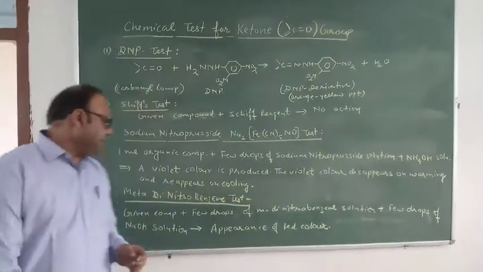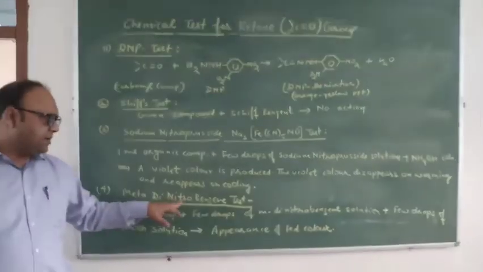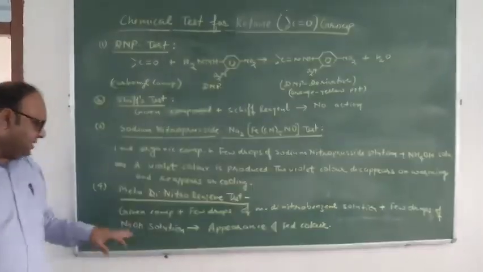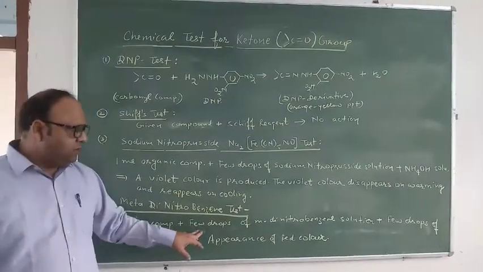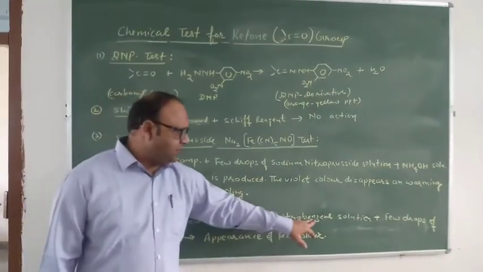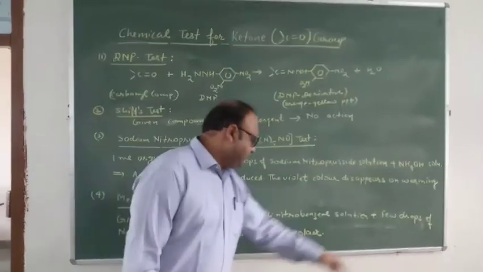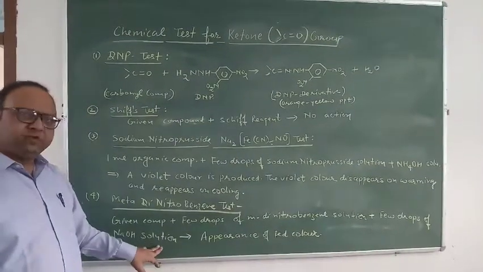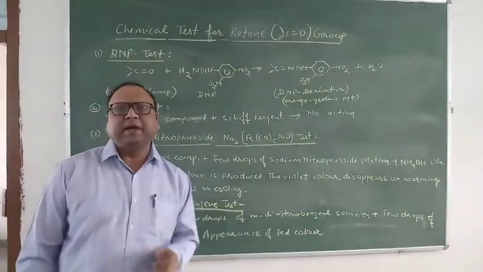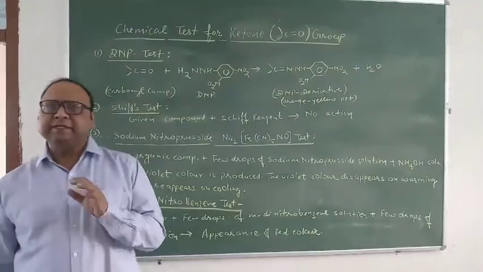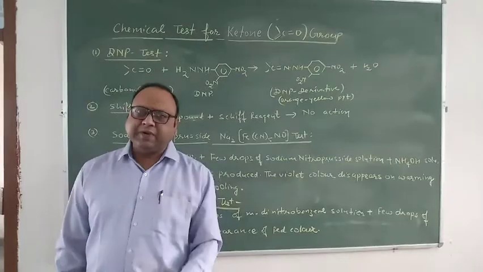One more confirmatory test is the meta-dinitrobenzene test. In this test, firstly we take the given compound plus a few drops of meta-dinitrobenzene solution plus a few drops of NaOH solution. If an appearance of red color or ruby red color takes place, then it is confirmed that the given compound is ketone. Students, now let us complete the chemical test of ketone.